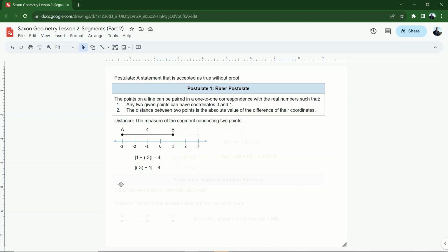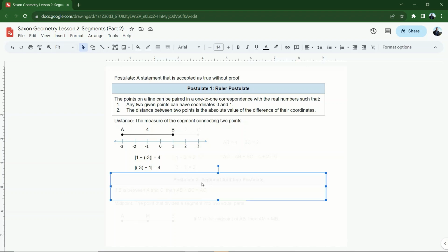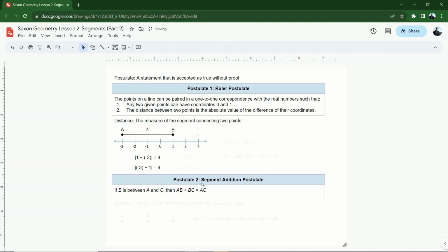All right, moving on. Let's take a look at another postulate. This is known as the segment addition postulate. If B is a point between points A and C, and this is going to be on a line segment, okay? So if B is between A and C, then AB plus BC equals AC. Now, wait a minute here. Wait a minute.